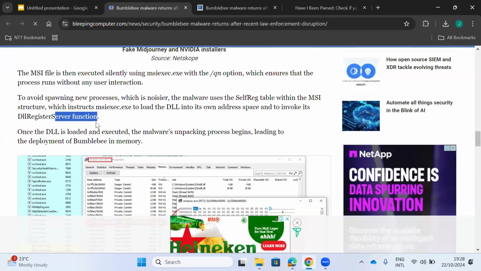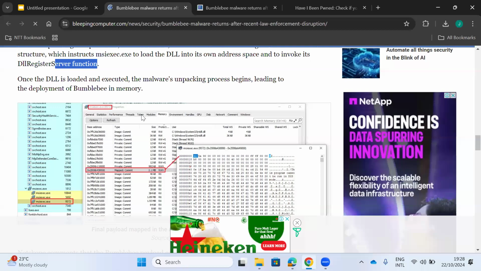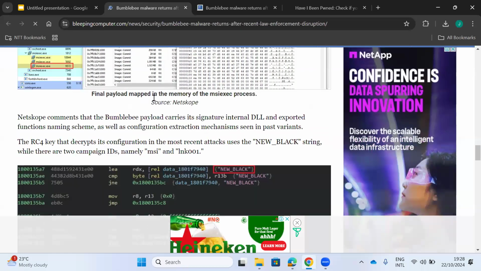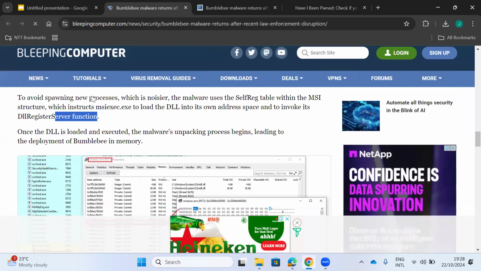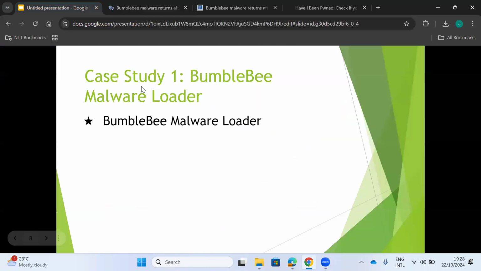And then once the DLL is loaded and executed, the malware unpacks and the process begins to deploy the Bumblebee into memory. This is a particularly interesting blog that I found online, and I'm going to share it with you guys to look into. But yeah, that was the first case study. I think that was quite interesting to me.